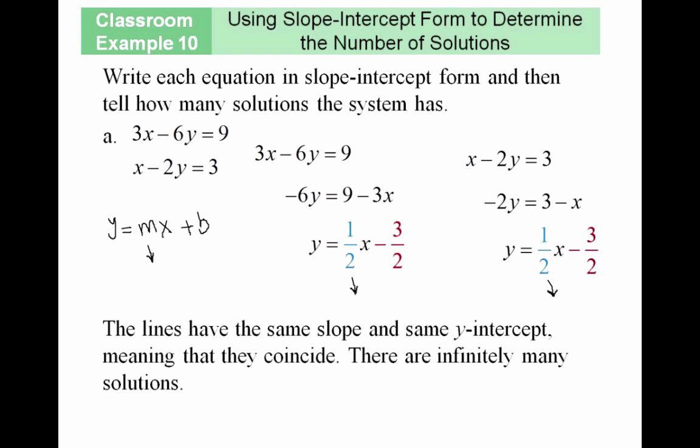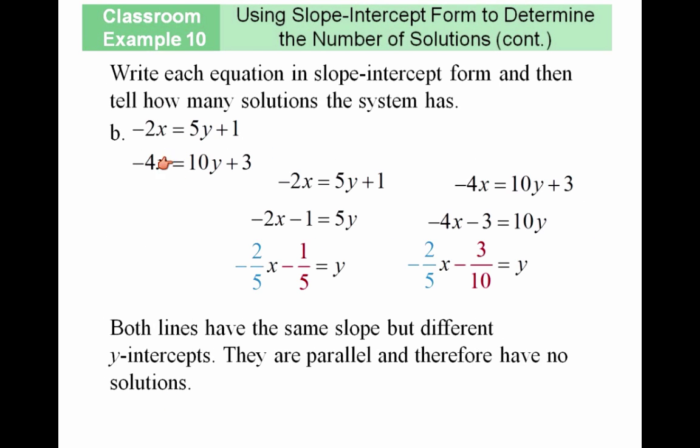So if the slopes are the same, they're either the same line or they are parallel lines, right? So are these the same line? Looks like exactly the same line because their y-intercept is the same, right? So the lines have the same slope and the same y-intercept, meaning that they coincide. There are infinitely many solutions there. They are dependent.